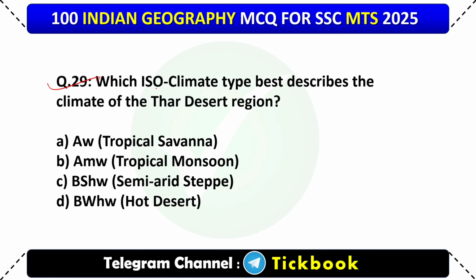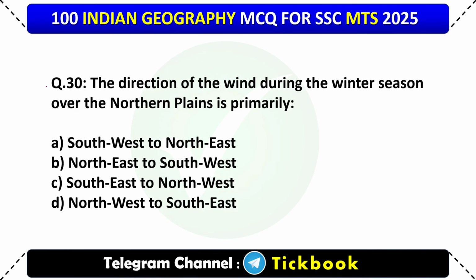29, which Köppen climate type best describes the climate of the Thar Desert region? Number D, BWhw, hot desert. 30, the direction of the wind during the winter season over the northern plains is primarily. Option number D, northwest to southwest.